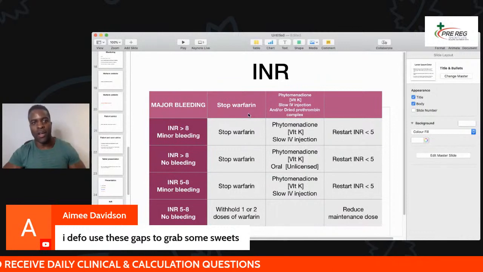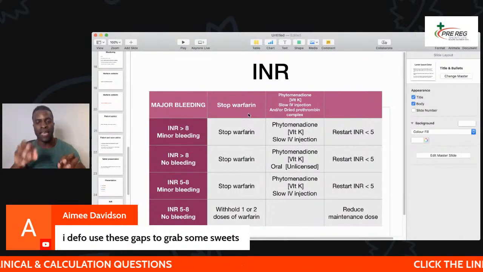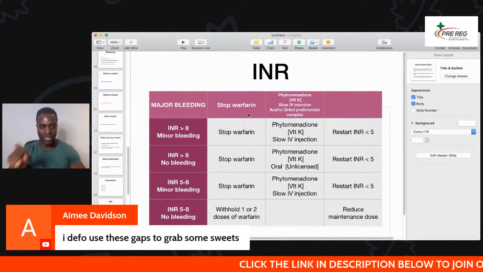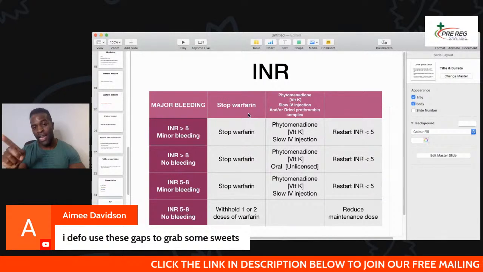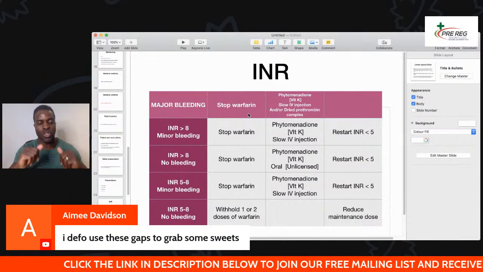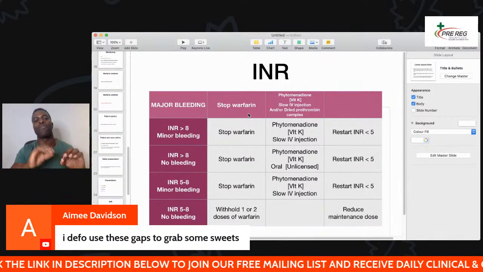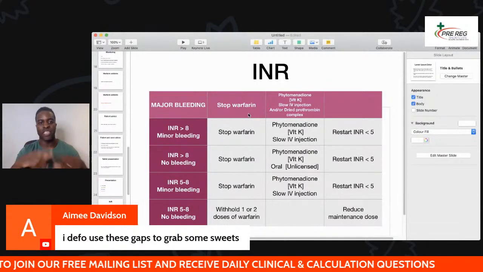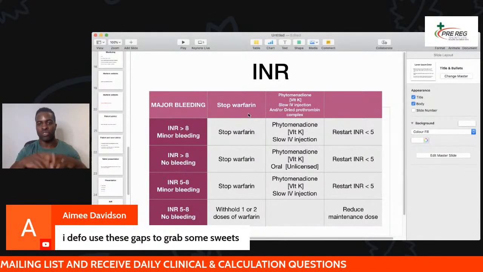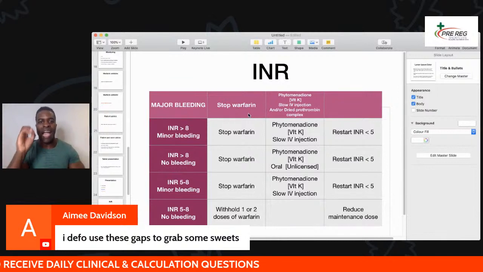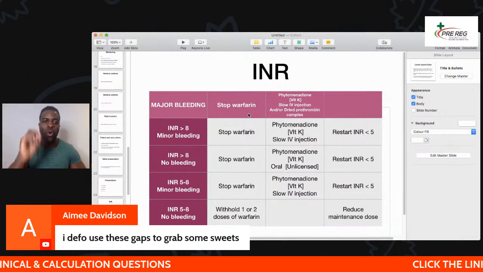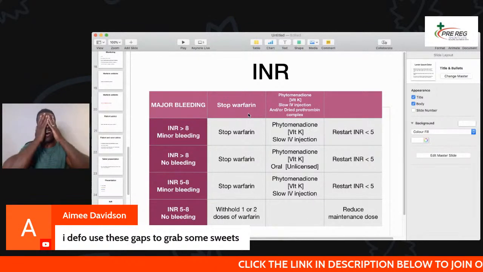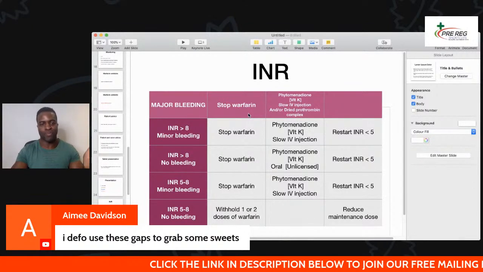Now, INR. If the INR is above 8, you could have two situations: the patient has a high INR and there is bleeding, or they have a high INR but luckily there's no bleeding. So what do you do? If the INR is above 8 and there is bleeding, as a general rule, with all bleeding, you give IV vitamin K. I'm making it so easy for you, because if you read that by yourself, you'd think, I don't understand what's going on.